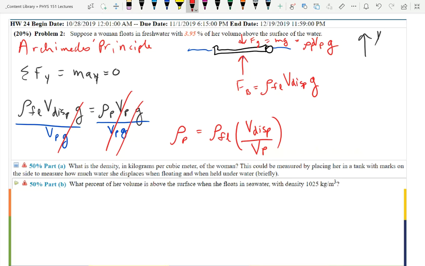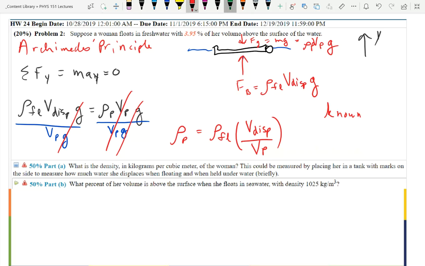What do I know? I know this equation. Density of the fluid. I know the density of the fluid because it's water. What's the density of water? One gram per centimeter cubed, or 1,000 kilograms per meter cubed. So I know, this is why we're always told to put down what we know.